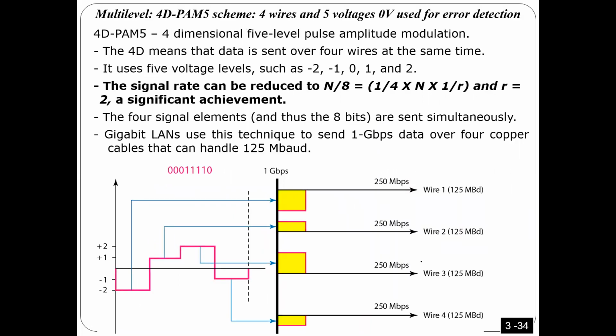Okay, now I'm going to move to the next one. The next one is actually used in Ethernet. Keep in mind we always look for high bit rate, using the same bandwidth, because we have limited bandwidth.